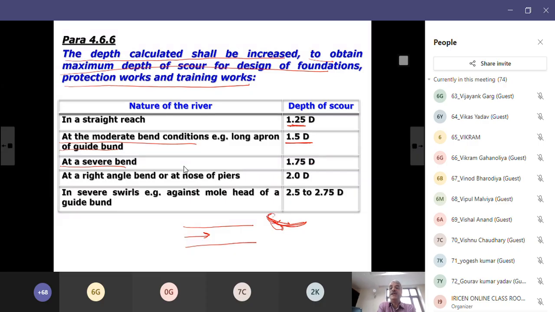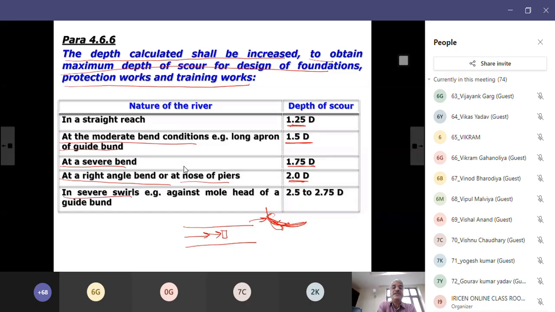If it is a severe bend, then you apply 1.75D. At a right angle bend or at the nose of the pier, like if you have a pier here, the flow will hit at 90 degrees. Sometimes your bend is also 90 degrees, and your water comes and hits here. At those locations you multiply it by 2, meaning a 100% increase.